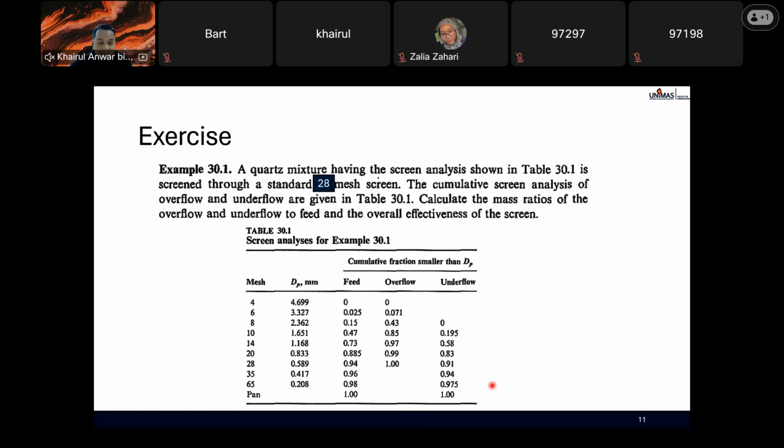I got an exercise, but I'm not sure how to do this. A quartz mixture having the screen analysis given in table 30.1. A similar question but different values. 28 mesh screen. The key data is from table 30.1. So here, how to do this?